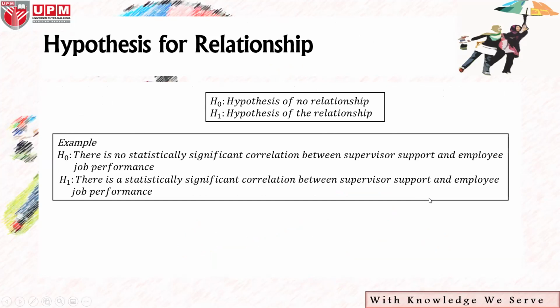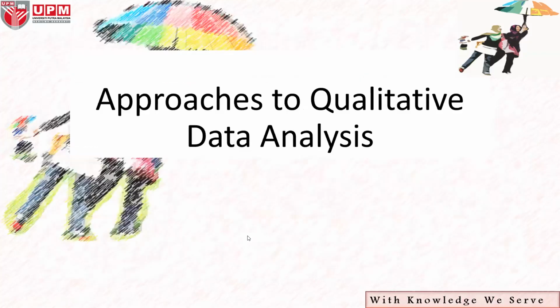Okay, so when you want to determine the relationship, this is the example of hypothesis that you can use. Make sure you indicate your null hypothesis first, the hypothesis of no relationship, and then our research hypothesis will indicate the relationship. For example, there is no statistically significant correlation between supervisor support and employee job performance. That one is our null hypothesis, and then our research hypothesis will be there is a statistically significant correlation between supervisor support and employee job performance. So this is the example of hypothesis for relationship.